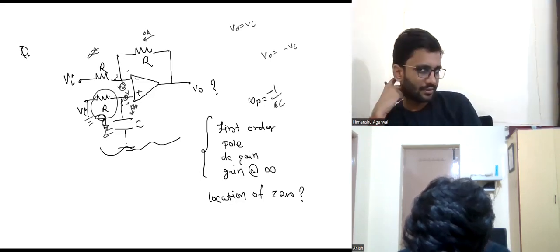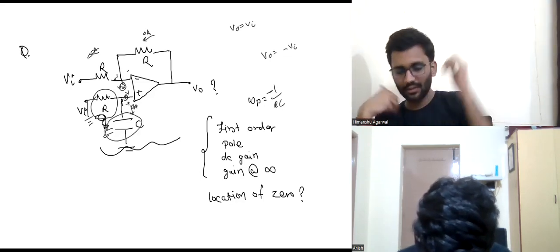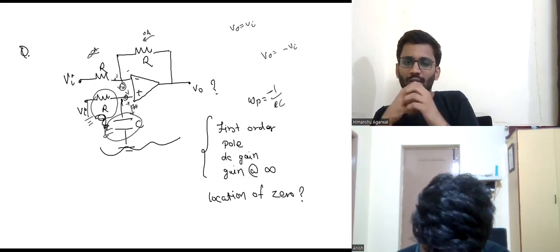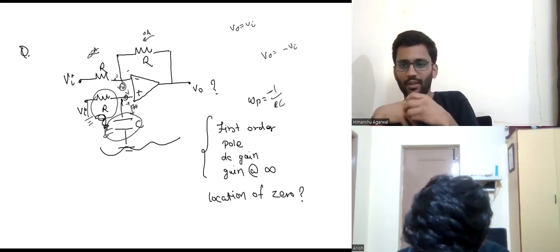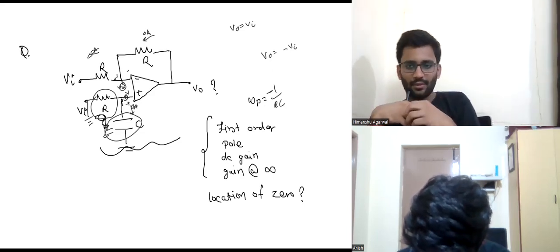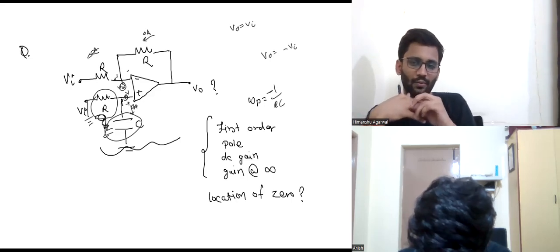Yes, we are getting minus vi. So this cap will give some zero at the output, right? Okay, good. There will be some finite zero.